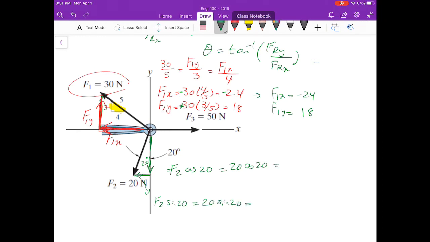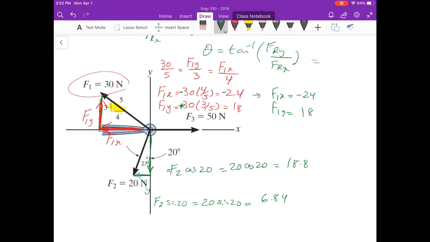I'm going to use the calculator to see how much they are. So I got 20 cosine 20 and then 20 sine of 20. Okay, 20 sine of 20 is 6.84. 20 cosine 20 is 18.8.